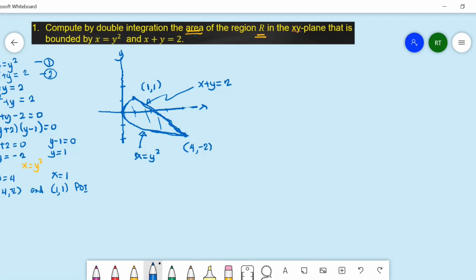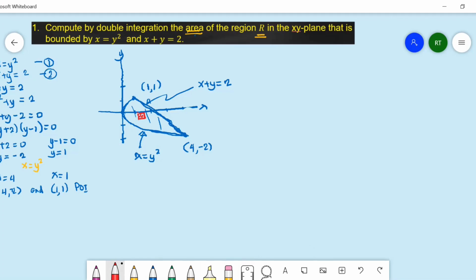Now, if we want to get the area by double integration, the area, of course, is the double integral of the differential of A. Now, if we want to show the differential of A, we have to use this element. You can draw the element anywhere on the region.